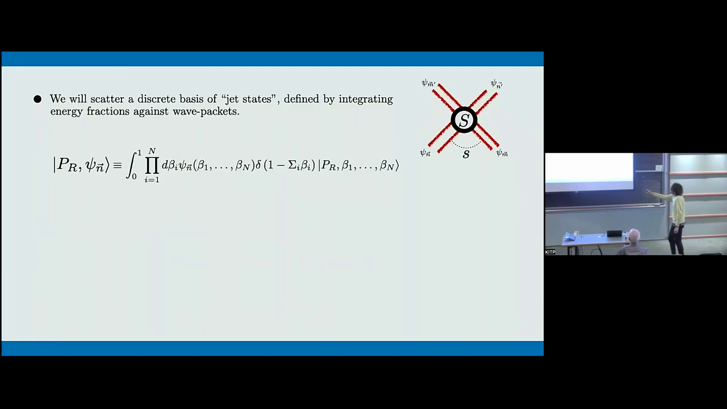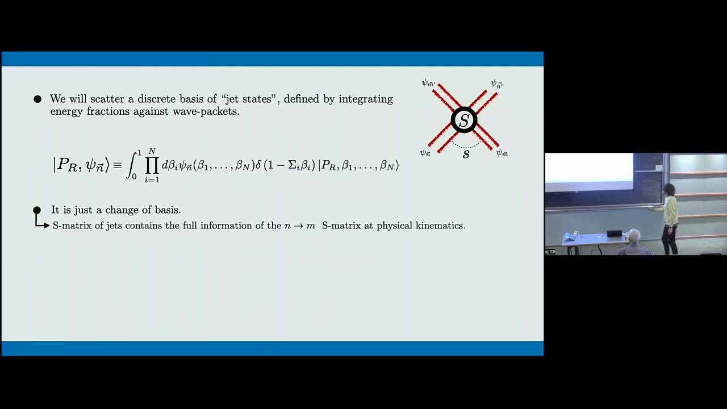It's not so hard to uncover what's a complete discrete basis. And let me emphasize, this is just a change of basis from definite individual momenta to essentially normalizable states up to the total momenta. And so the S matrix of these so-called jets contains the full information of the N-to-M S matrix at physical kinematics.